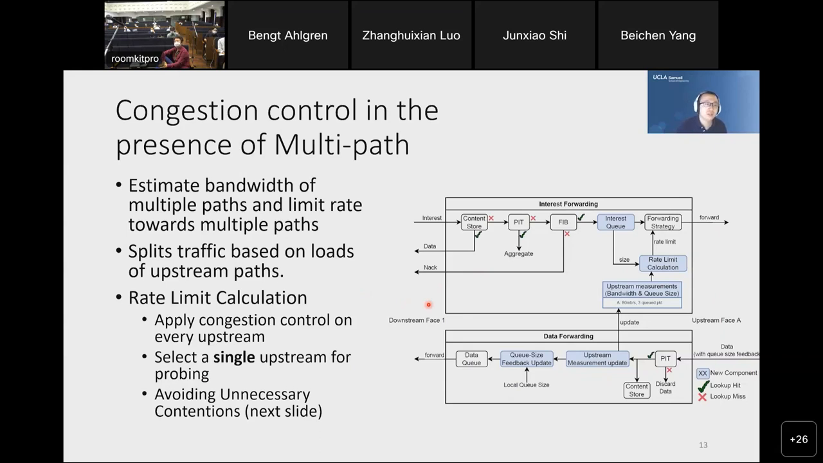In the multipath forwarding case, we still have several minor changes to the algorithm. Firstly, when doing the probing, we only probe one upstream at a time. That's because when one upstream can already satisfy the needs, there's no point in making changes to other upstreams. And secondly, we introduce a new rule called avoiding unnecessary contentions, which helps to maximize network multipath forwarding throughput in some edge cases. I'll talk about it in the next few slides.